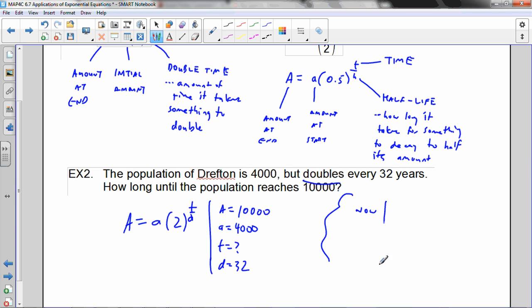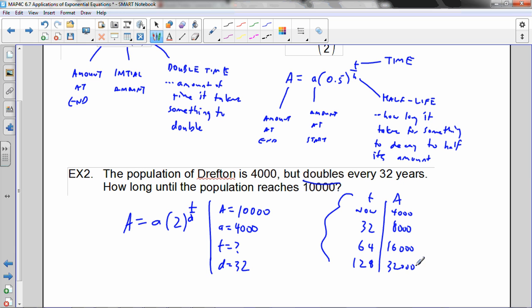Now, this is time and this is population or amount. Now it's 4,000. Notice in 32 years, it's going to be doubled. It's going to be 8,000. Another 32 years, 64 from now, it'll be twice that. It'll be 16,000. And so on. If I wanted to keep going, I could.